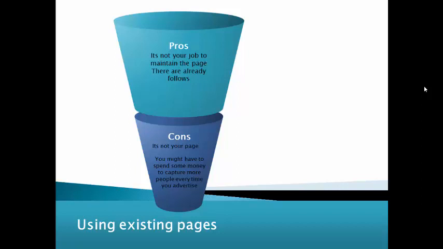What are some disadvantages? Well, it's not your page. Again, this is a disadvantage because it means every time you need to use it, you have to get permission. And sometimes you might have to spend some money in order to reach more people because of something called organic reach. The way Facebook was when it just started, if you have 10,000 people who follow the page, every time you post something, almost all the 10,000 will be able to see.